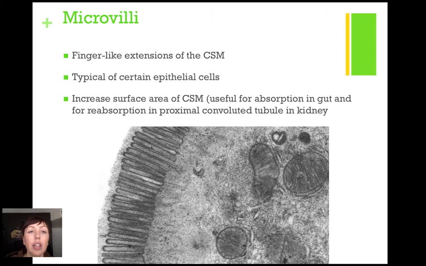Okay, microvilli. Microvilli are finger-like extensions of the CSM, which is the cell membrane. It is typical of certain epithelial cells, and what it does is almost always this structure, this maze-looking structure, increases the surface area. Okay, and that helps because it helps absorption in the gut and reabsorption in the proximal convoluted tubule in the kidney. So most places, like even in our brain, in our intestines, in our cells, this surface that looks like back and forth extensions increases surface area. Okay, it saves space.